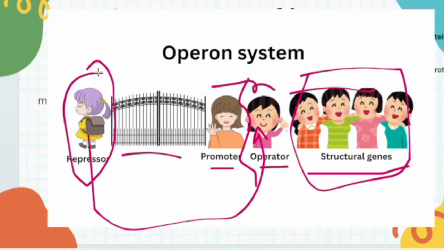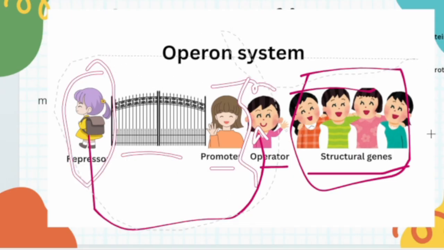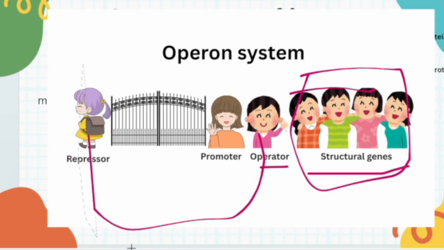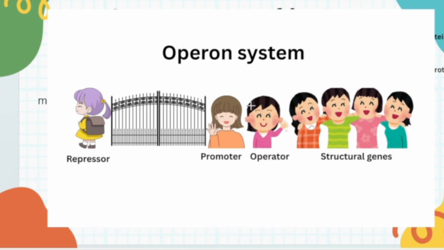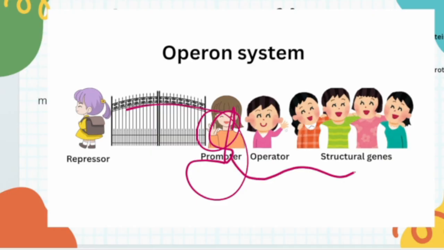If the repressor is not there, if this girl doesn't come into the picture, the inducer will bind to the repressor and the promoter will be free. Here the polymerase will come and say hello to the promoter, and the gate of this school will open, and automatically the polymerase is free to move towards the structural genes, and as a result the required proteins will be formed. So this is in general a little about the operon system.